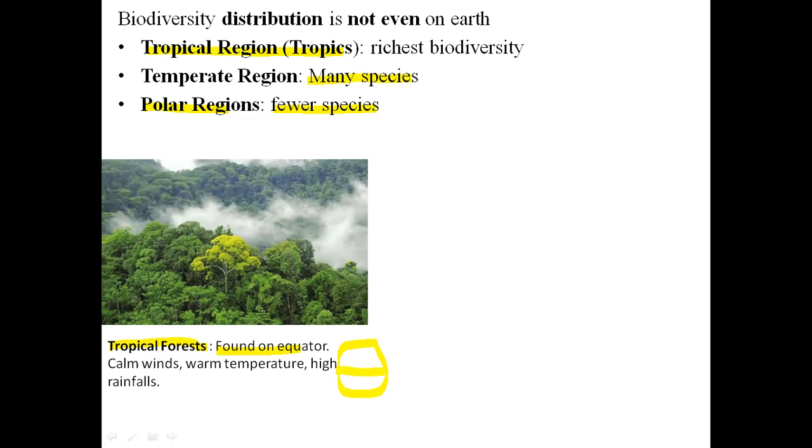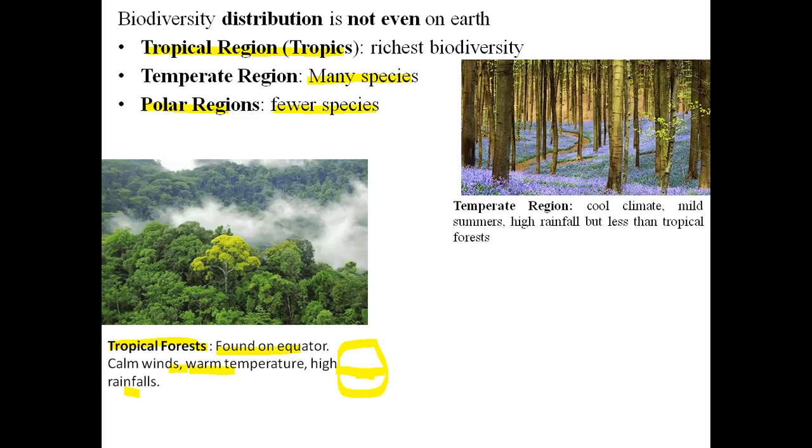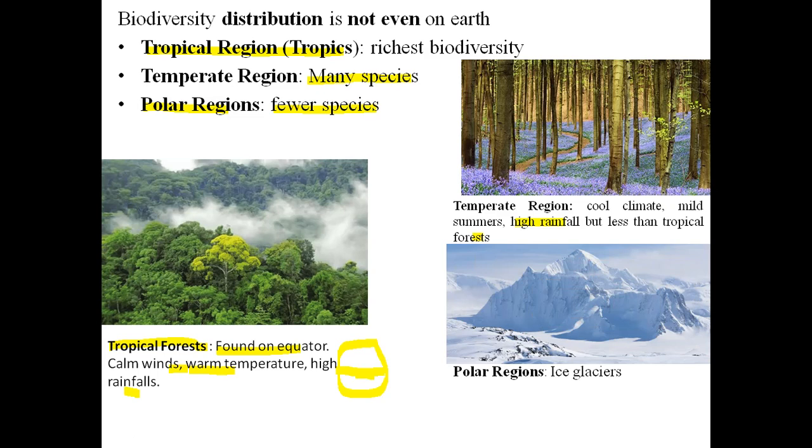All these forests grow on this line, and there are calm winds, warm temperature and high rainfall in these regions. So this will be the tropical region. The temperate region has a cool climate, mild summers, and high rainfall but less than the tropical forests. Here we see the polar region, where ice glaciers are there, and one example is the polar bear. There will be fewer living organisms in the polar region.